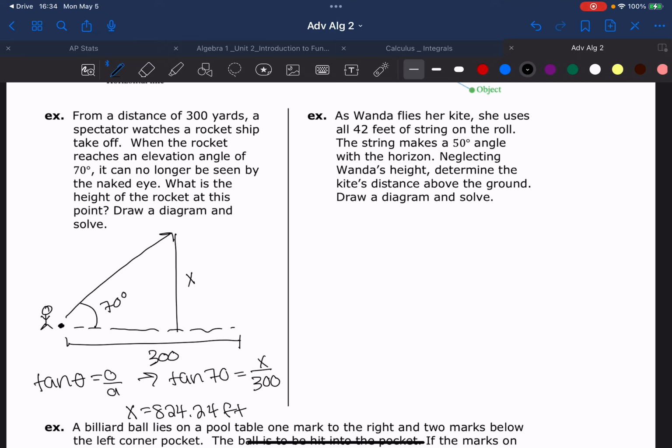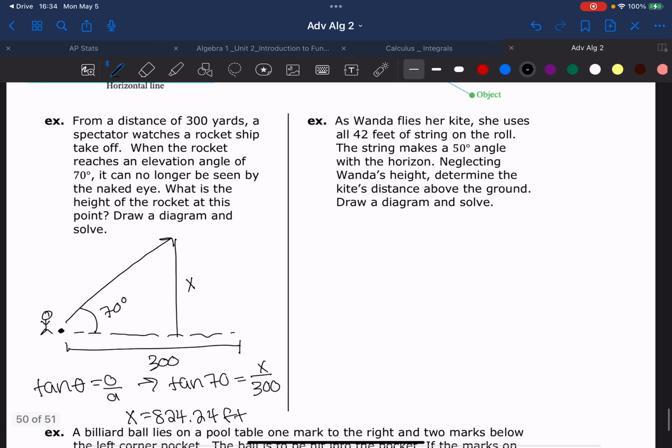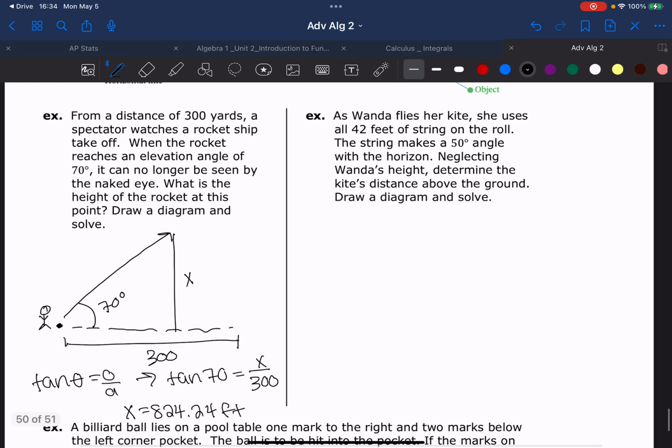Okay, now let's look at another example. And this says, as Wanda flies her kite, she uses all 42 feet of string on the roll. The string makes a 50-degree angle with the horizon. Neglecting Wanda's height, determine the kite's distance above the ground, draw a diagram, and solve.